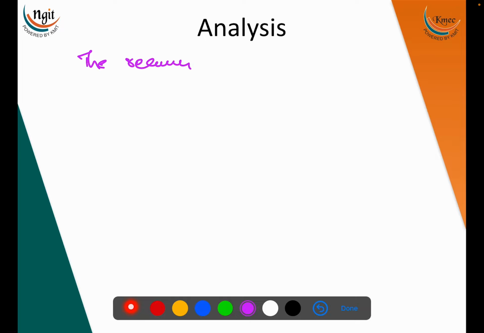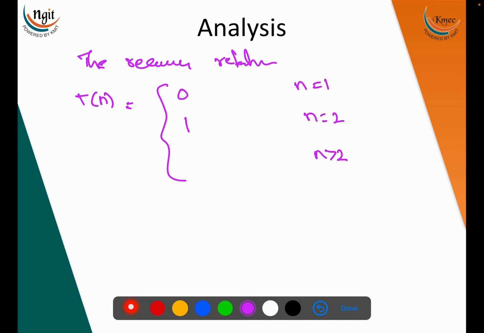The recurrence relation is T of n is equal to, when n is equal to 1, we will be having maximum and minimum of a single statement, right? Now I am taking it as 0 because no comparison would be required. When n is equal to 2, I am taking one comparison. When n is greater than 2, I am dividing the list into two halves, T of n by 2 and T of n by 2, and some constant statements. So this is the recurrence relation of finding maximum and minimum.